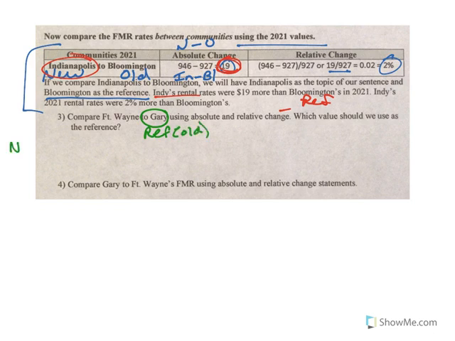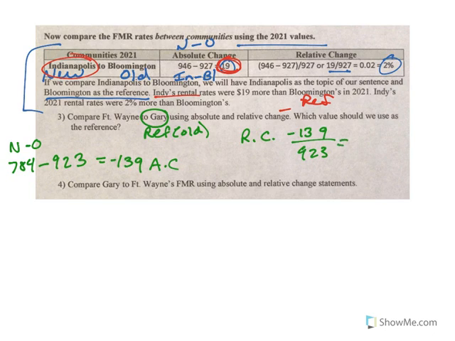So remember, for absolute change, we take new minus old. So we're going to take the value of Fort Wayne. This is going back to our table. From 2021, the Fort Wayne value is 784, and we're going to subtract the value in Gary, which is 923. So when I take 784 minus 923, I get negative 139. Now that's the absolute change. The relative change, we're going to take the absolute change, negative 139, divide by the reference. Remember, the reference is Gary, so 923, and that gives us roughly negative 15.1%. Okay, so we calculated those.